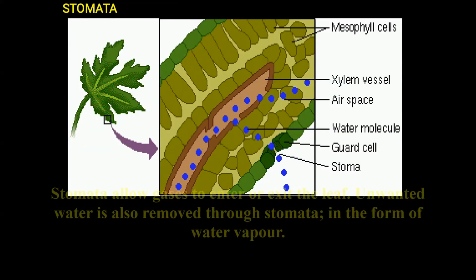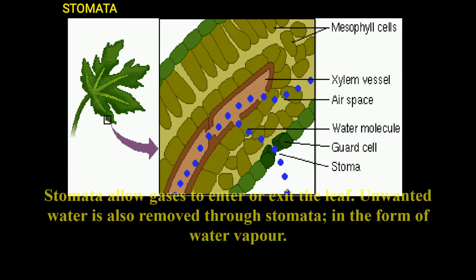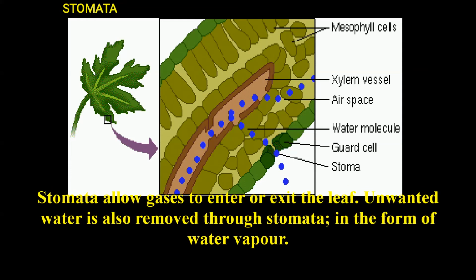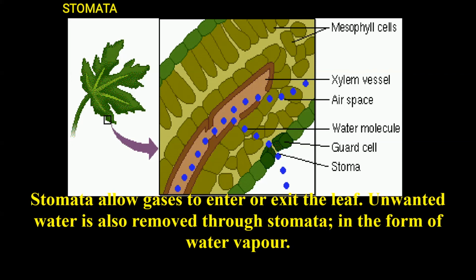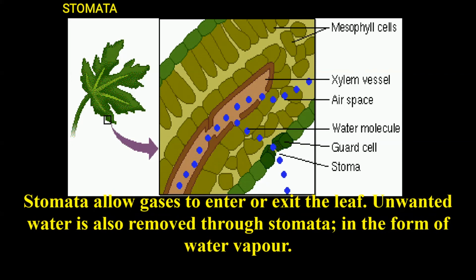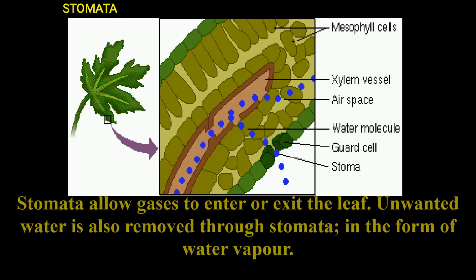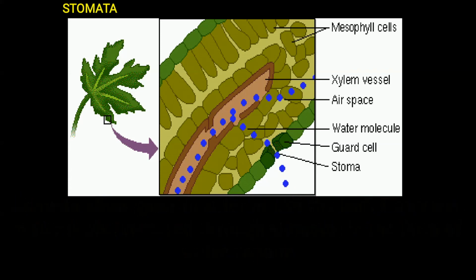Stomata. There are many small openings on the lower surface of a leaf. These are called as stomata. Stomata allow gases to enter or exit the leaf. Unwanted water is also removed through the stomata in the form of water vapor.